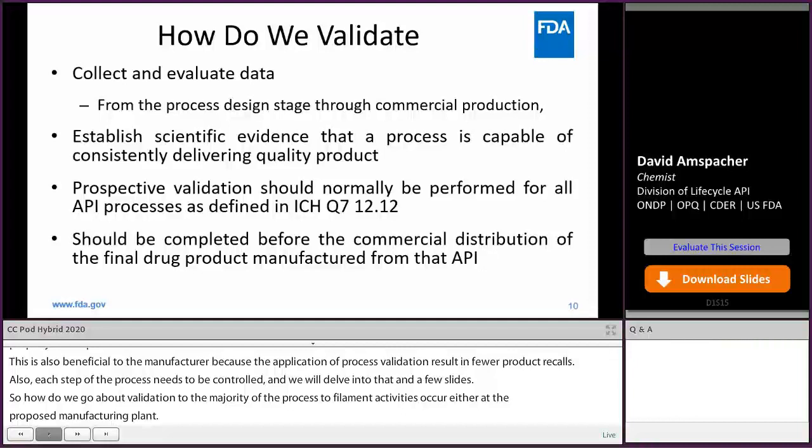Prospective validation should normally be performed for all API processes as defined in ICH Q7 12.12 and should be completed before the commercial distribution of the final product manufactured from that API.